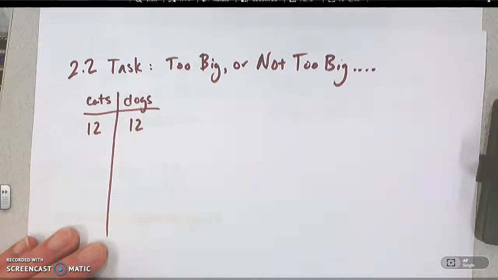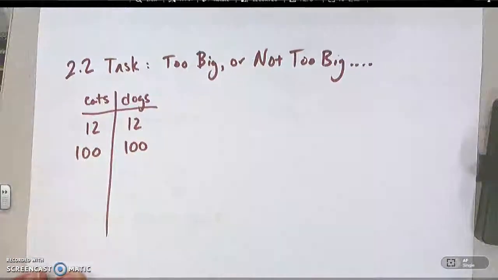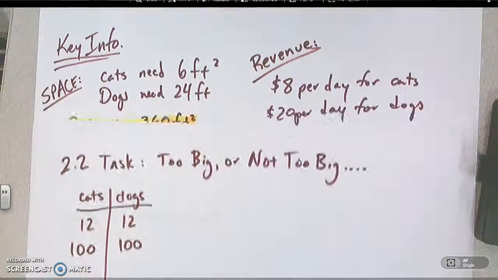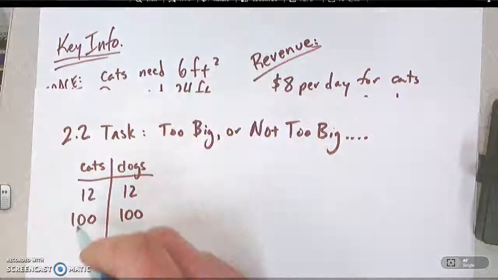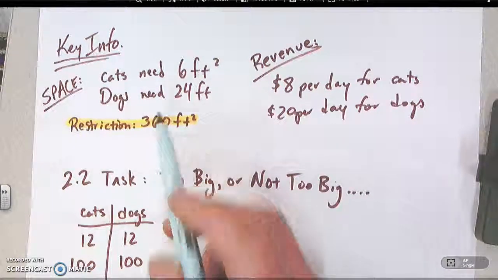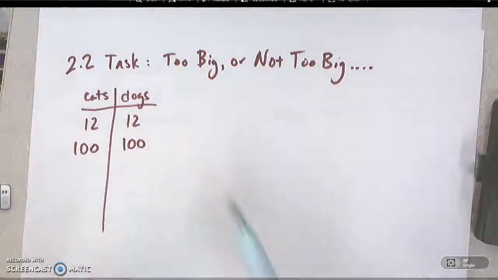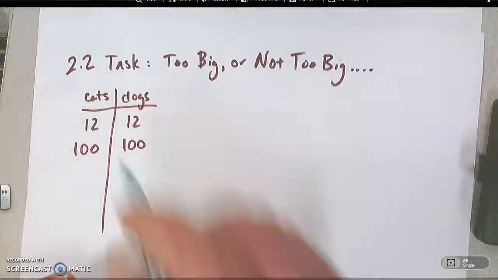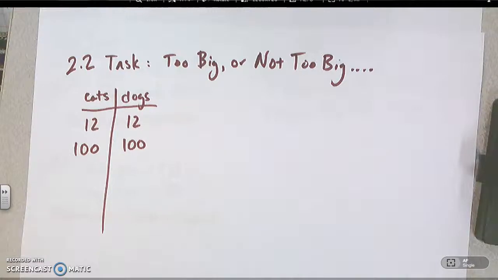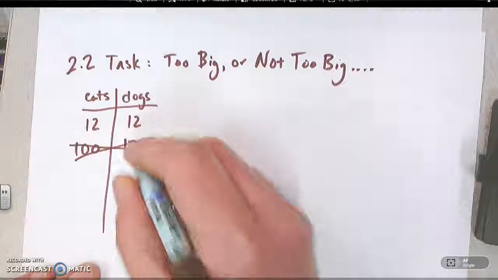Okay. What else would be too much? Well, there's some obvious answers. If 12 and 12 is too big, then obviously 100 and 100 is too big. Okay? Because again, if the cats need 6 feet, 100 of them would take 600 feet. That's already clearly more than this. So, I mean, I could put 100, 100, 1,000, 1,000, 10,000, 10,000, and technically that would be totally correct. But that's not really going to answer our question. But these are all too big. What we want to try and get to is how many is not too big?